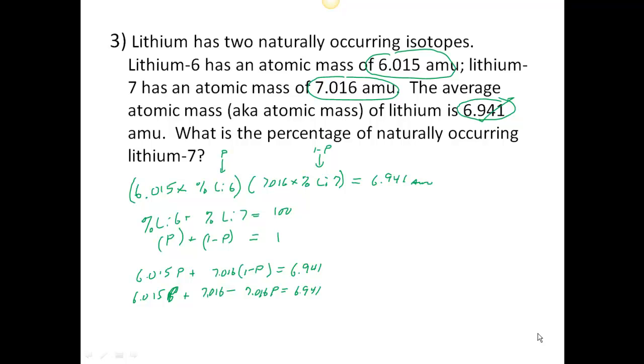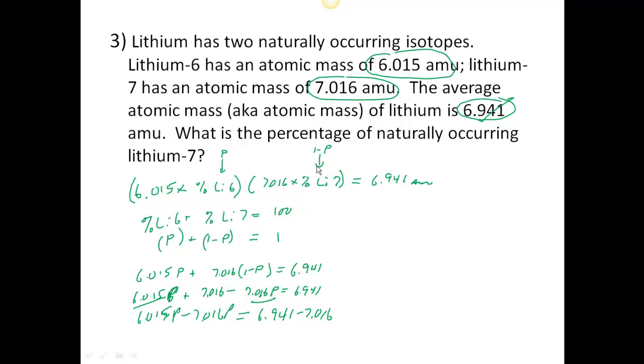What I'm going to do is use my calculator a little bit, but let me combine like terms. You'll notice that I have something with a P in it here and something with a P in it there. So I'm going to go 6.015P minus 7.016P. You'll notice I'm going to get a negative answer there. And I'm going to combine my just straight numbers on the other side, 6.941 minus 7.016. That's also going to give me a negative number.